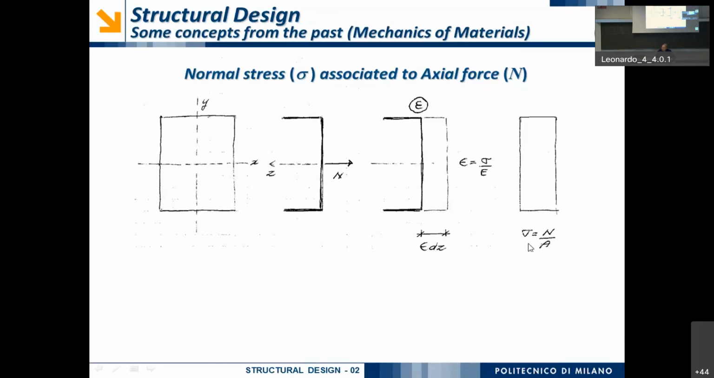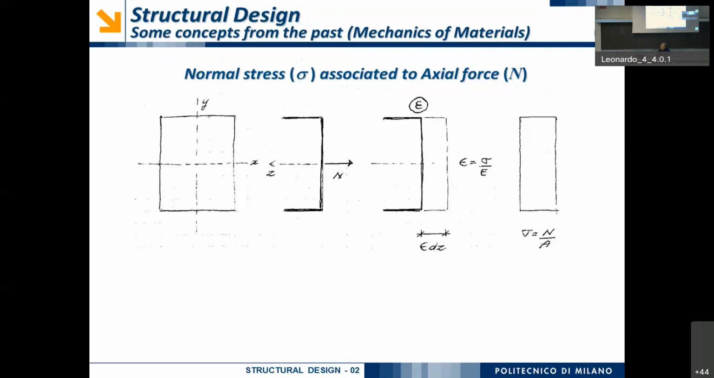While the value of the stress is simply equal to the resultant axial force over the area of the cross section. So in order to remember, I have an axial force applied in the center of the beam, but this axial force is a resultant. In order to pass from the resultant to the local value of the stress, I have to divide by the area of the cross section.